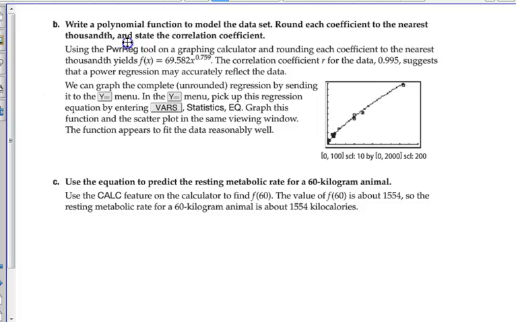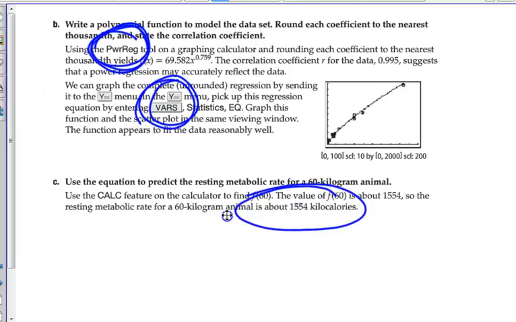Then they did a power regression, which is not a linear regression. And then they stored it. We're going to have to remember how to store it. And then they used it to make a prediction. It says the metabolic rate for a 60 kilogram animal is about 1,500 kilocalories.